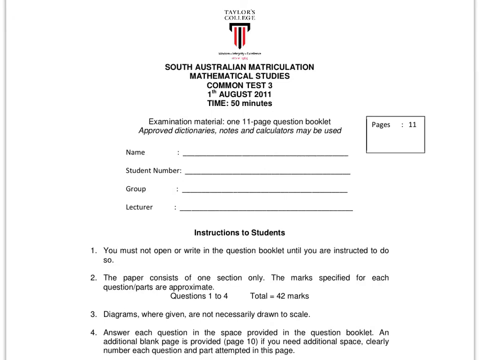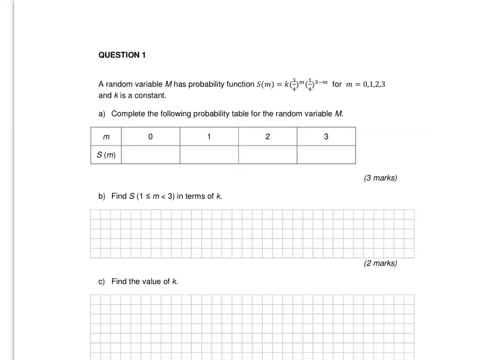This is the solution for South Australian Matriculation Mathematical Studies, Common Test 3, 2011. Question 1. This is a question on probability distribution when a probability function and its respective values of m are given. Part A requires us to complete the probability table.